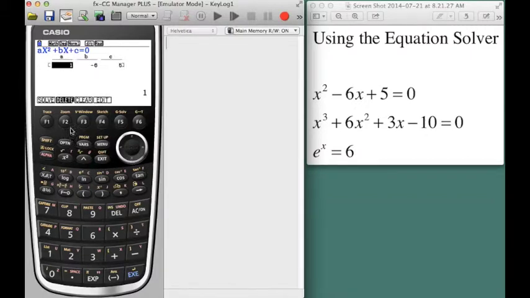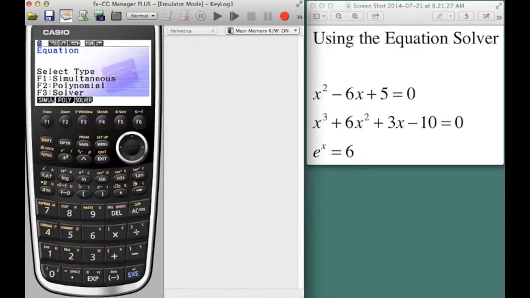Let's go back out and again, and this time let's just do a 3. It's the same thing, and we're using the second equation here. So I've got an x cubed, 6x squareds, 3 x's, and negative 10. And again, it equals 0. So I'm going to solve that, and I get those answers. Very straightforward.